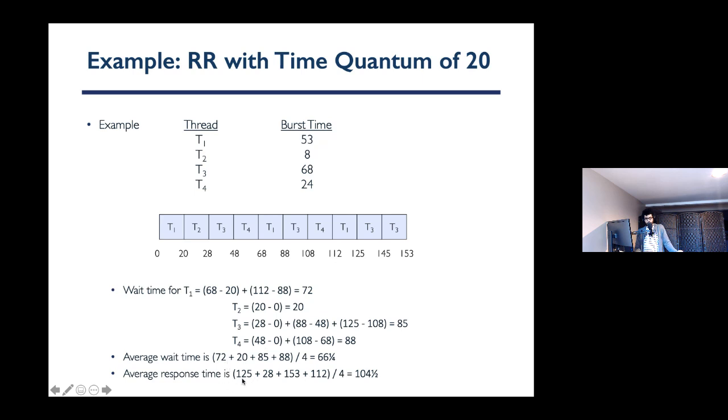I guess, sorry, response time is much easier, right? Why? Because you can actually look at the last time T1 was run, and that would be the response time of T1. Because all of them, we're assuming that they came at the beginning. And the definition of response time is from when you come until you're done, right? So when are you done? When is T1 done? T1 is done at 125. So that's its response time.